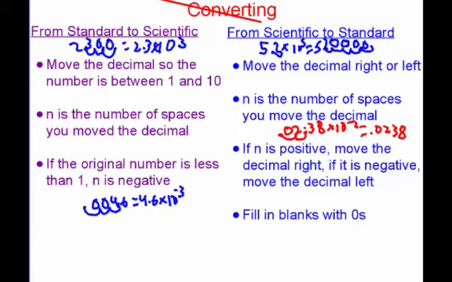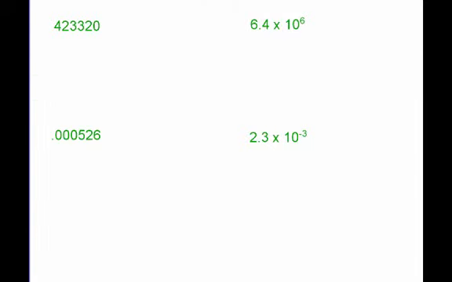All right, now this should be a bit of review from 7th and 8th grade material, so hopefully you remember how to do it. And right now, I would like you to just try these 2 problems, and then I will walk you through it.